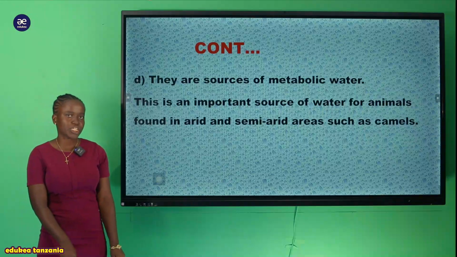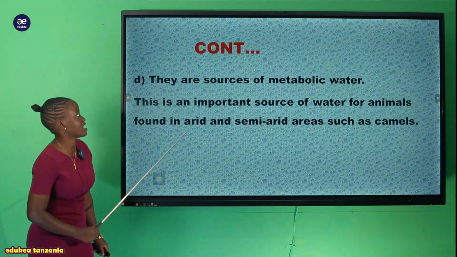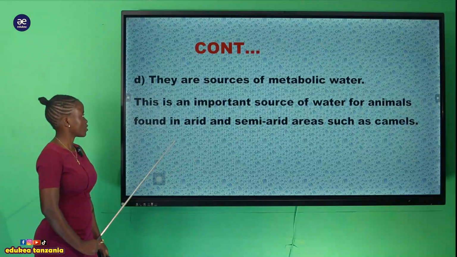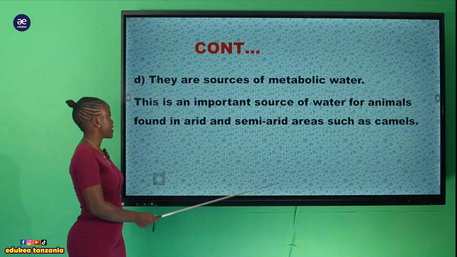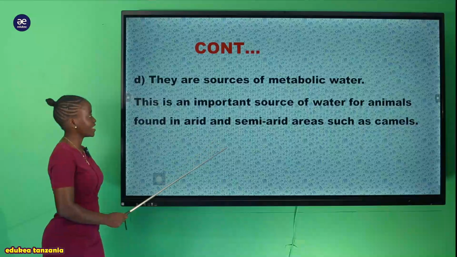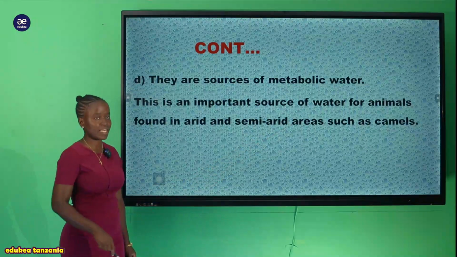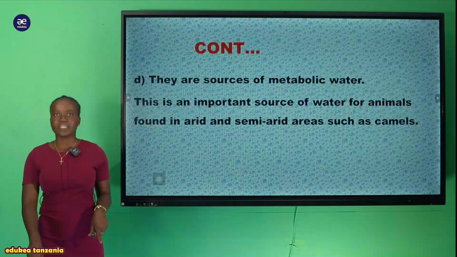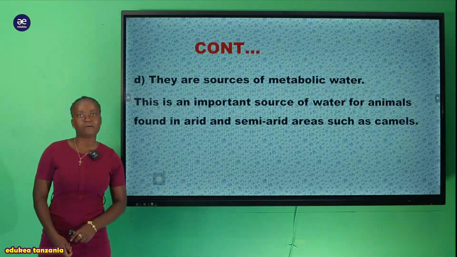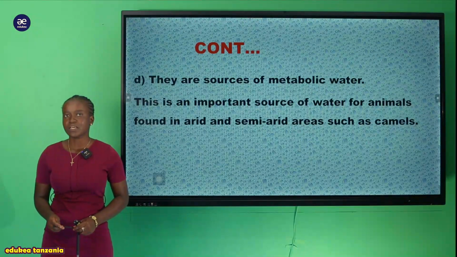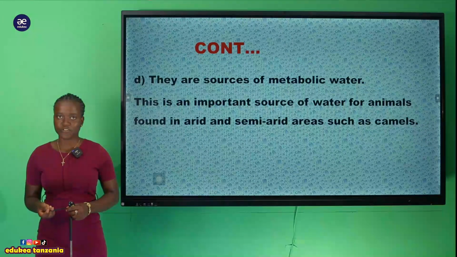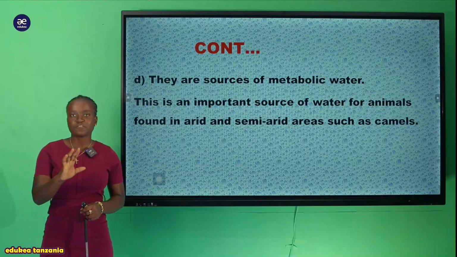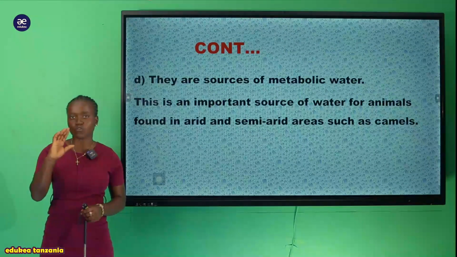But another function of the lipid here, you can see they are the source of metabolic water. So this is an important source of water for animals found in arid and semi-arid areas such as the camels. So now also this lipid is a source of water. Remember, while we were discussing the process of formation of a lipid, tukasema kwamba tunapotengeneza lipid, there is a formation of bond that involves the loss of water.